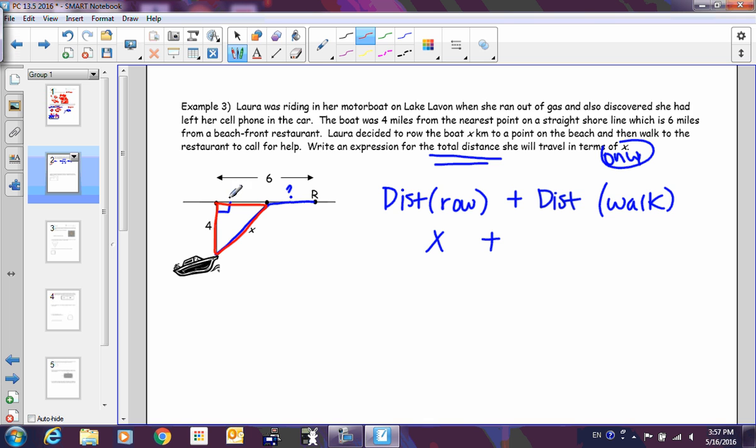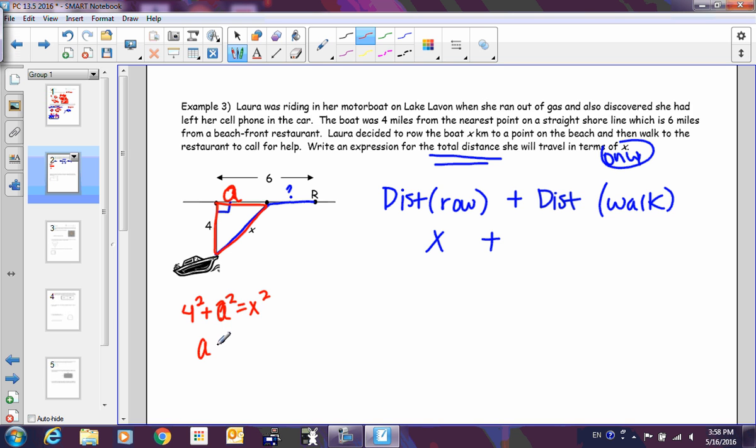Let's first find this thing right here. And if you want to call it a letter, you can. If you want to call it a question mark, you can. It's just there to help you get to the end. So 4 squared plus question mark squared equals X squared. If you want to call this A, call it A. Doesn't matter. In the end, you've got to solve for it.